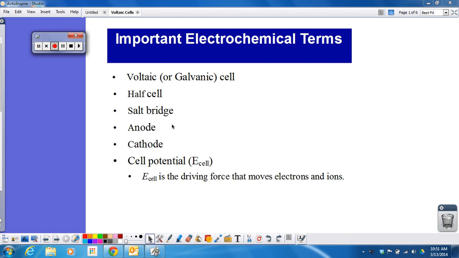Okay, so in class last time you looked at the simulation of a voltaic cell. That is a cell that spontaneously produces an electric current. The voltaic cell is based on a redox reaction where you have something being oxidized and something being reduced. So when we talk about voltaic or galvanic cells, we're talking about cells with reactions that are thermodynamically favored.